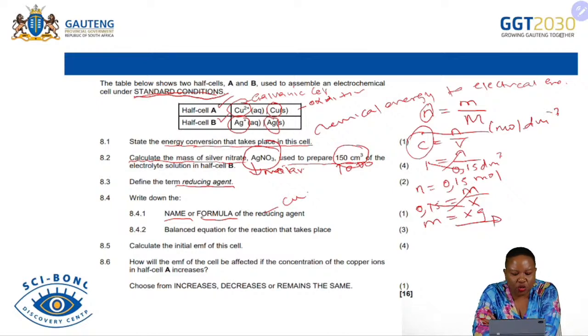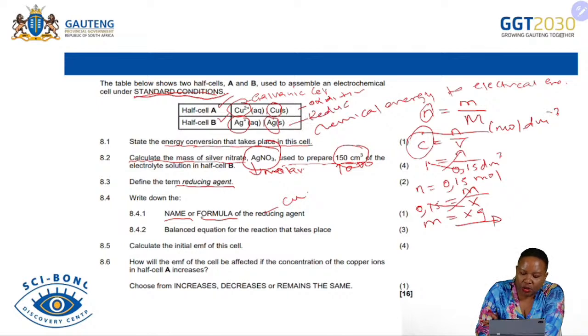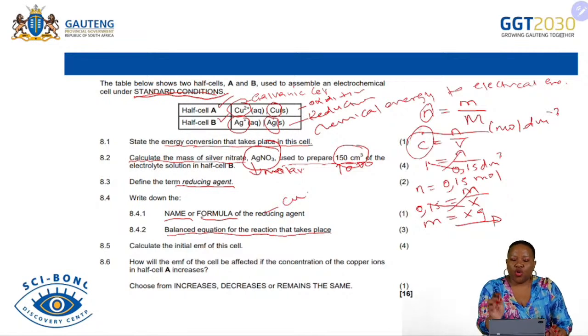faster than, not zinc, silver. So this one will undergo reduction. So silver will undergo reduction and the copper half cell will undergo oxidation, which will make copper our reducing agent. And then the balanced reaction that takes place. So it means you will have to write the two half cells.